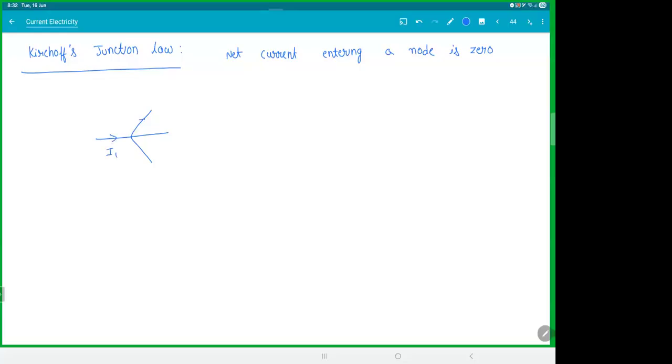So let's say current I1 is coming here, I2 is going this way, I3 is going here, and I4 is going here. So the net current entering, I1 plus I4, must be equal to I2 plus I3. Or you can simply say the total current flowing in is equal to 0. Now, how to do this?